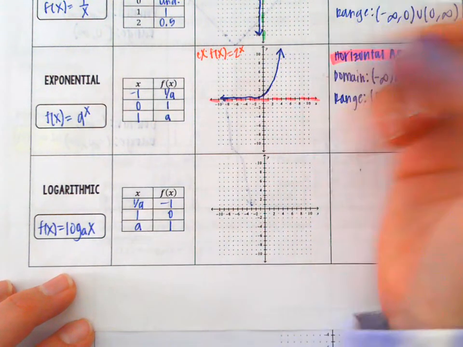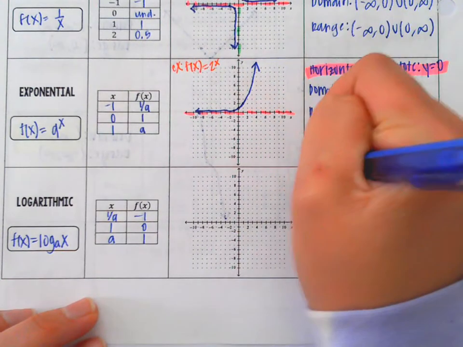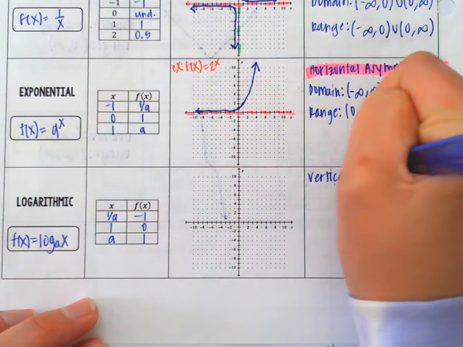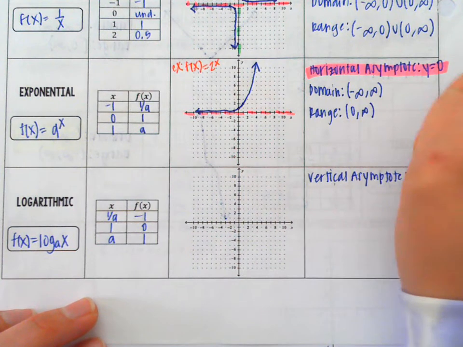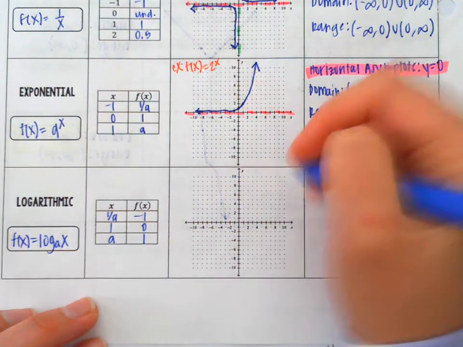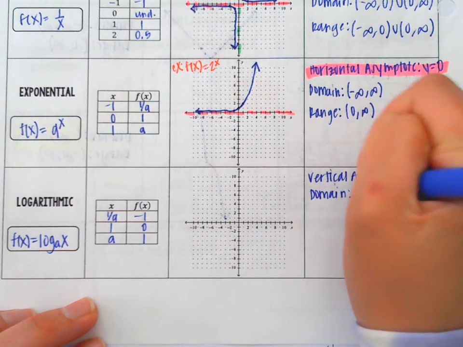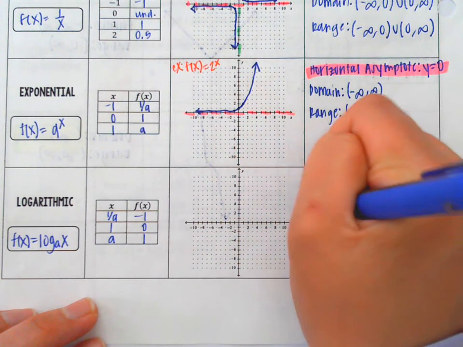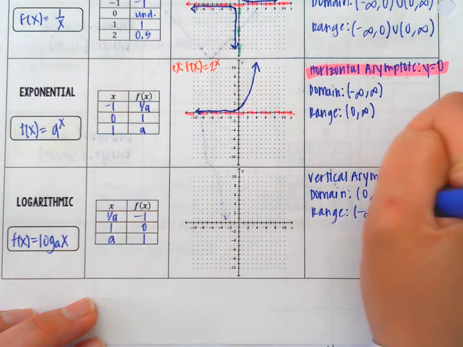And then I'm going to write my information over here. So we have a vertical asymptote at x equals 0. We have a domain of 0 to infinity. And then we have a range of -infinity to positive infinity.